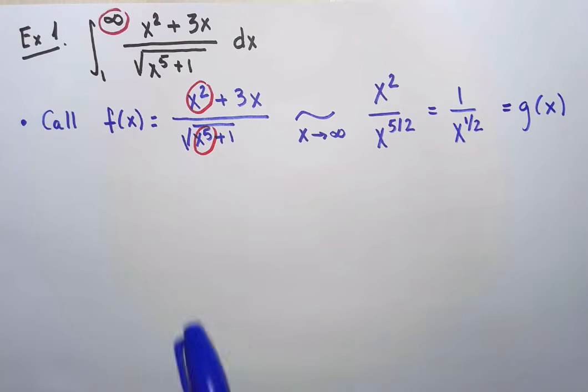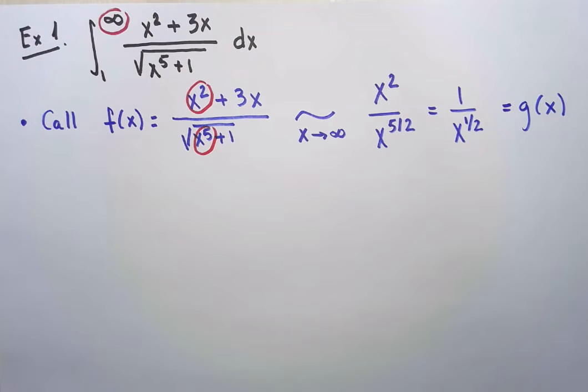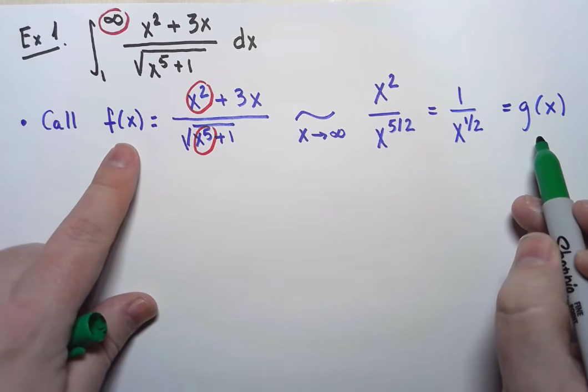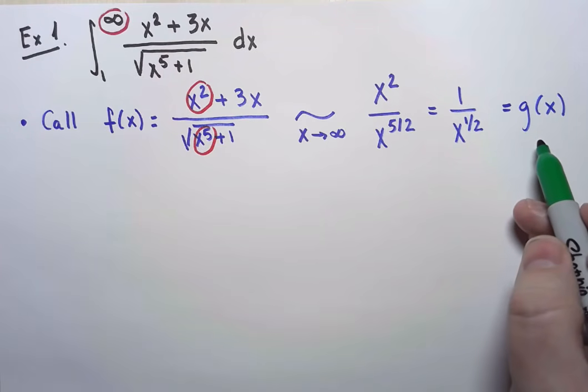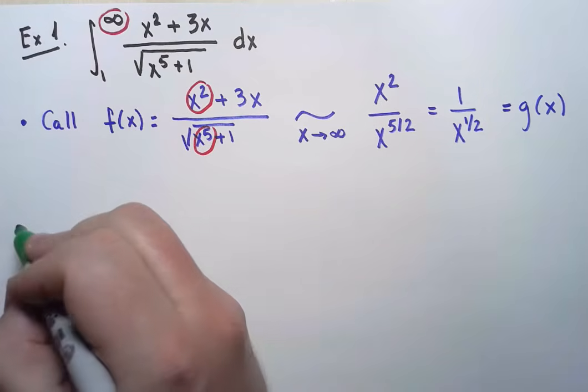So I want to try to compare the integral of f with the integral of g. This one is definitely simpler. Now, to do this properly, I need to use the limit comparison test. So what I need to do now is calculate the limit as x goes to infinity of the quotient of these two functions. And if that is a positive number, then I'm set and I can use the limit comparison test. Let's do that.